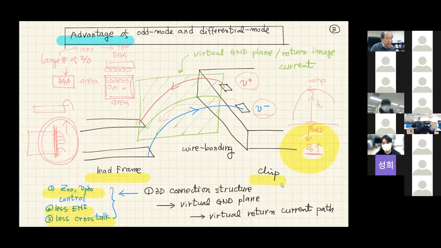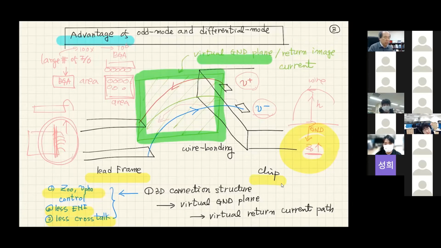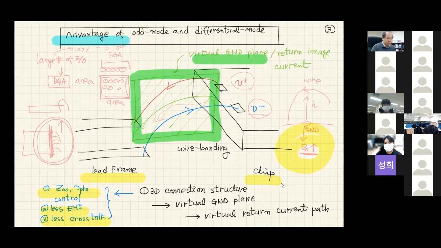In some cases it is going through the wire. So it is very difficult to maintain the virtual ground plane. And in this case, by having a differential signaling scheme, we can achieve the virtual ground plane. Because of that, we can have very good continuity of impedance. This is another advantage of odd mode and differential mode.